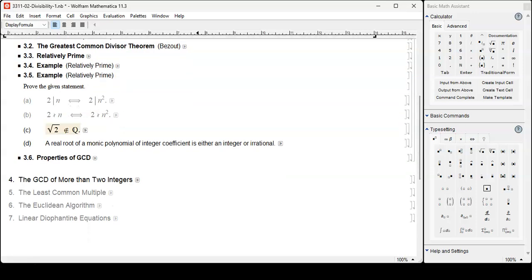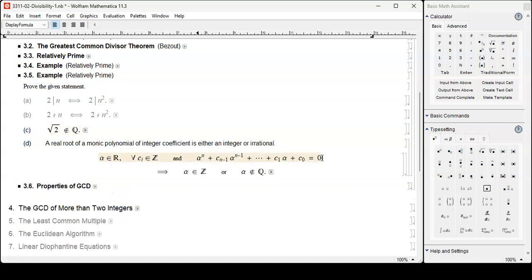Okay, one more. Let's go one step further. A real root of a monic polynomial with integer coefficients is either an integer or irrational. What do you mean by that? That's what it means. Alpha is real, and it's a root of a monic polynomial. What is this expression here?